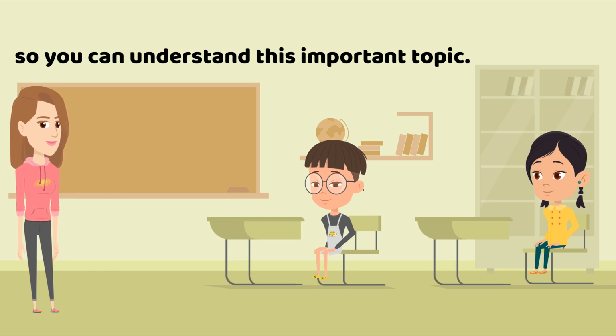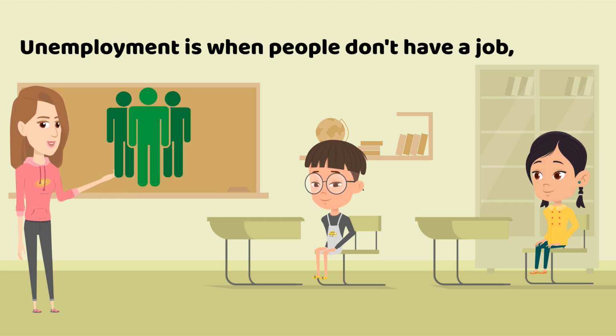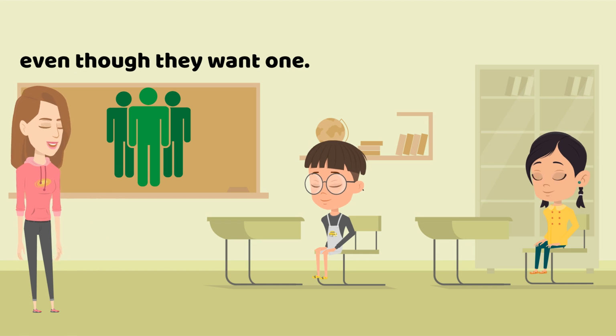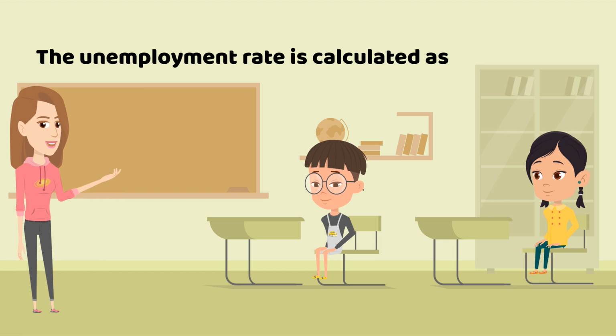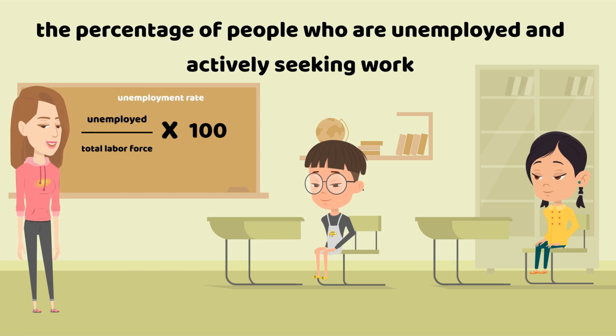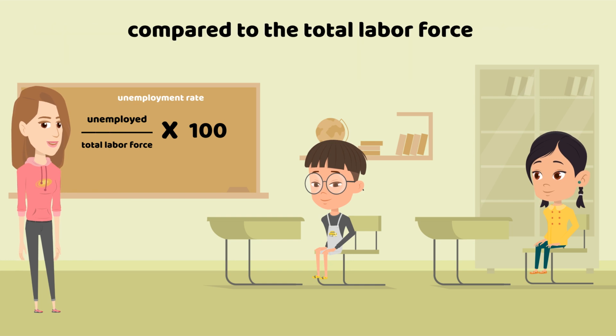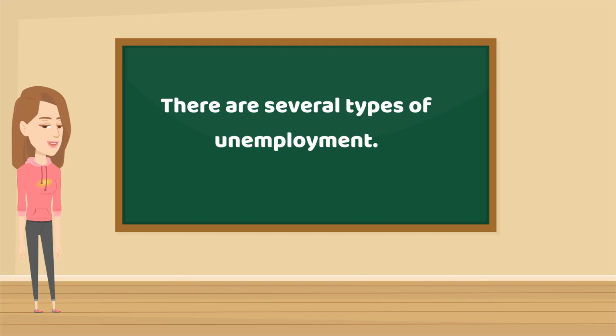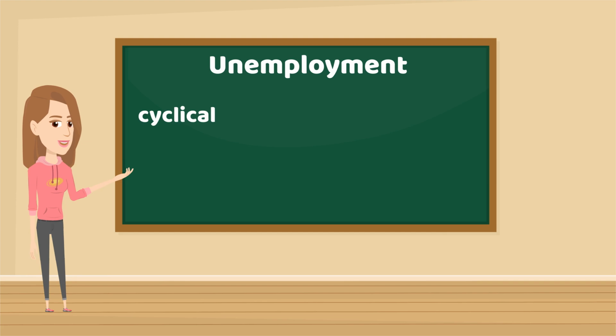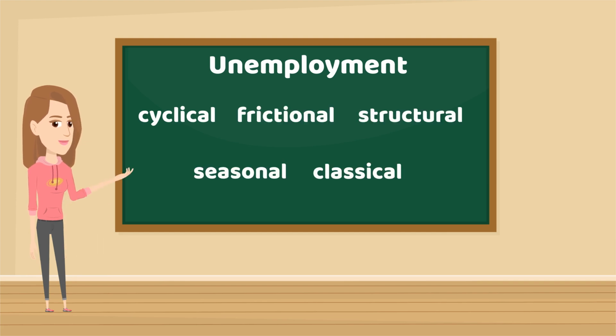topic. Unemployment is when people don't have a job, even though they want one. The unemployment rate is calculated as the percentage of people who are unemployed and actively seeking work, compared to the total labor force. There are several types of unemployment. These include cyclical, frictional, structural, seasonal and classical.